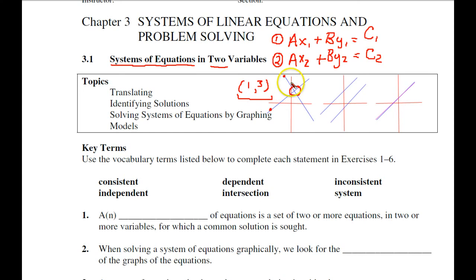Now, suppose we did a graph of example 1 here, and it was this line, and example 2, and we plotted it, and it was this line. What do you notice about these? Well, these lines are parallel. Will they ever intersect? And the answer is no. There will be no intersection. So the intersection is an empty set, or there's no solution because these lines are parallel.